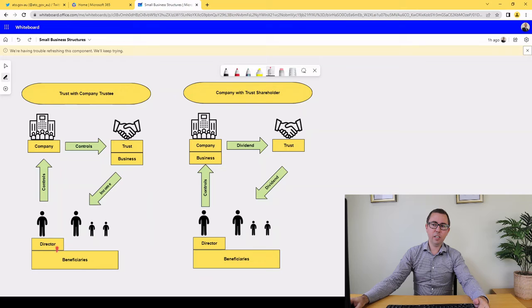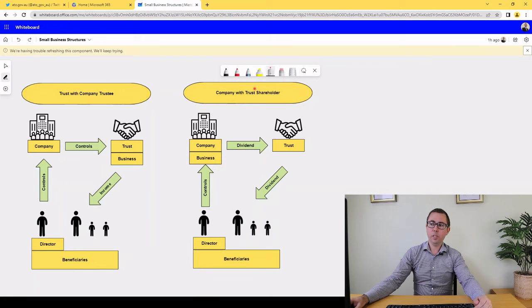The director, once again, is controlling this company, so just make sure that you're meeting those obligations because the company is responsible if the trust fails. So in that situation, everybody's safe here as long as the company is solvent and the trust is actually solvent as well.